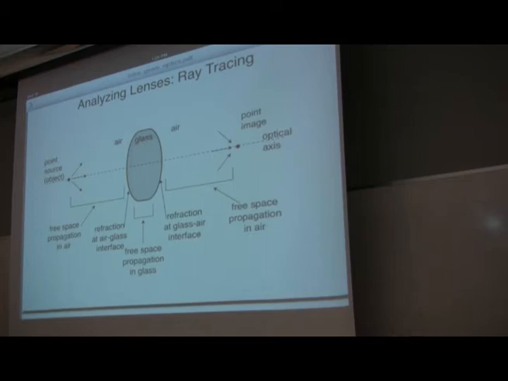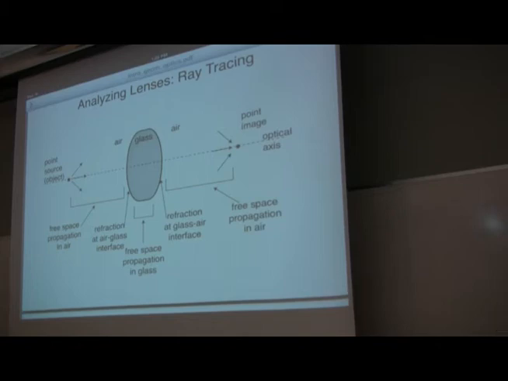So to think about it conceptually first, it's very straightforward. You have light rays that come from a point object in all directions. It passes through what can be thought of as free space propagation in air. Then it sees an air-glass interface, so it undergoes refraction. We're ignoring reflections for now. Then you have free space propagation in glass. If you have a thick lens, there's some propagation inside the glass. And then you have another interface, the glass-air interface. Again, another refraction. And then you have some free space propagation in air, and you'll end up forming an image.